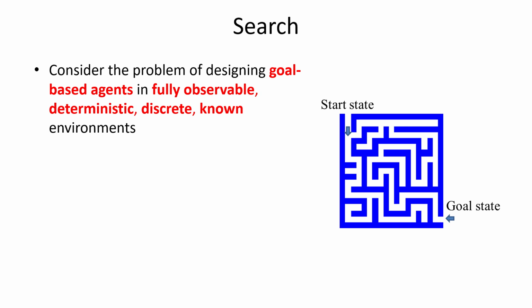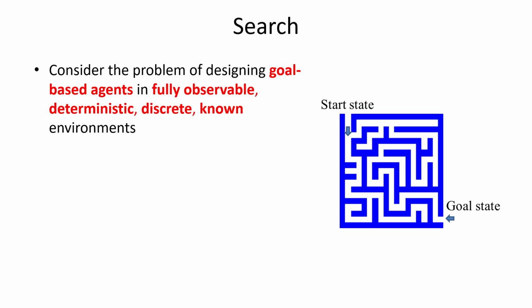Consider the problem of designing goal-based agents, where the agent has complete information about the world. Every action has an expected outcome, the state space is countable, and the environment is already fully defined. In such conditions, the solution to a search problem is a fixed sequence of actions that takes the agent from the start state to the goal state. Search is the process of discovering this sequence.